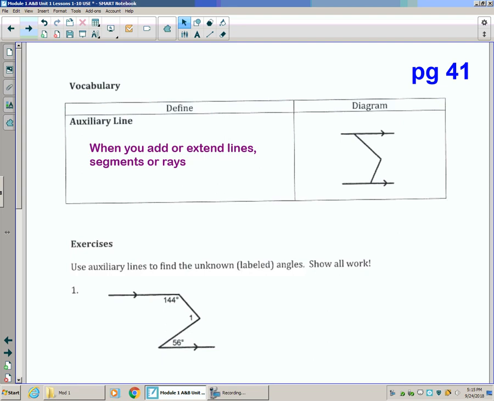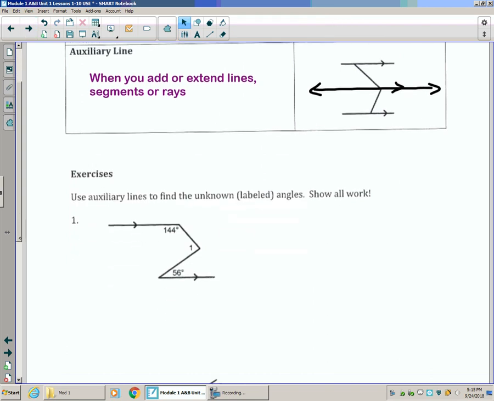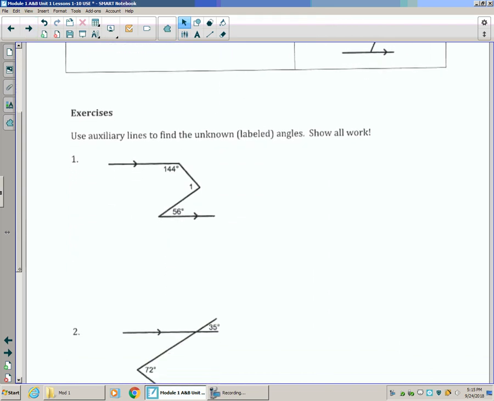Okay, so some vocabulary: auxiliary line. An auxiliary line is when you add or extend lines, segments, or rays. In other words, you make some lines in order to help you find maybe an angle that you still don't know. So I'm going to make my auxiliary line right through that angle in the middle. Again, auxiliary lines have to be parallel to the other parallel lines. That's the whole idea, for you to be helpful. So we'll see how we can apply that.